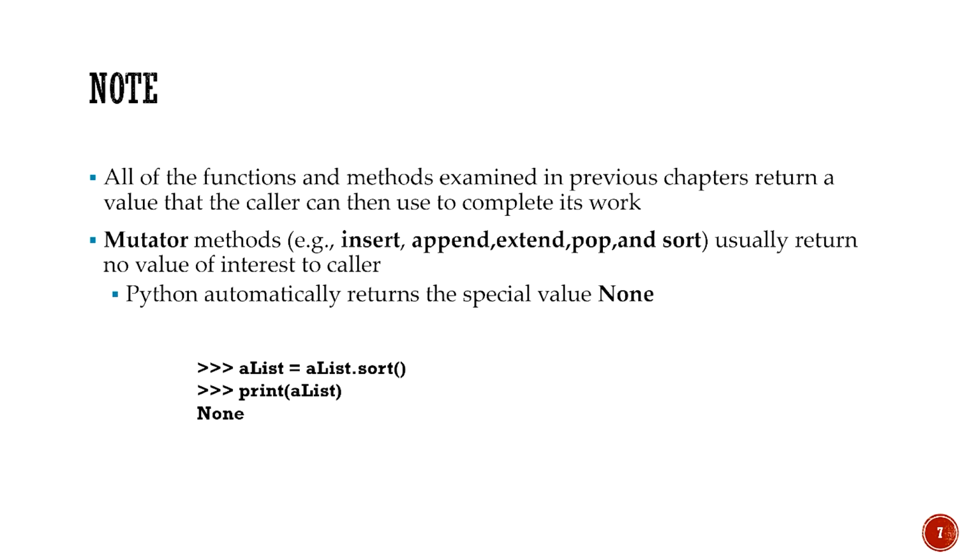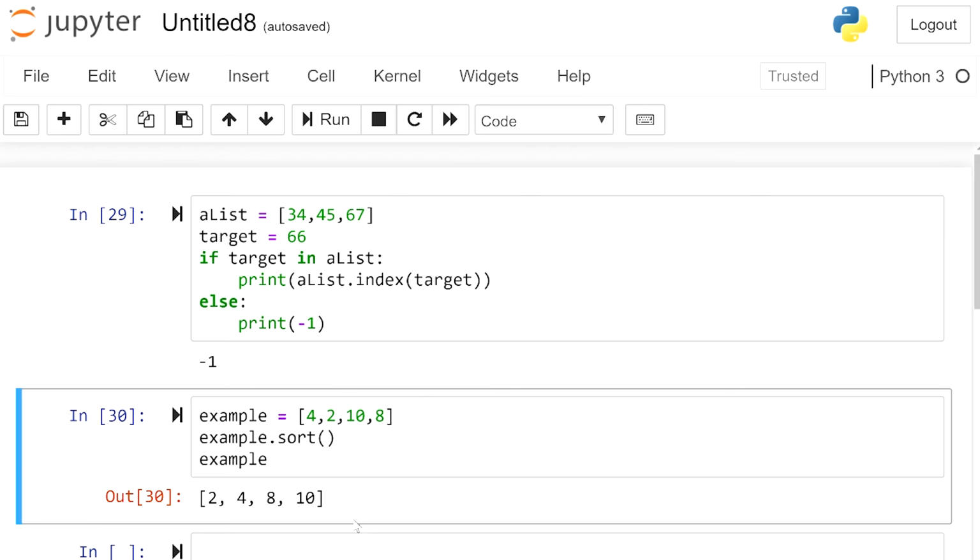Now a note. All of the functions and methods examined in previous chapters return a value that the caller can use to complete its work. So it means that we receive the value and then we can apply other procedures to calculate other things. Mutator methods like insert, append, extend, pop, and sort usually return no value of interest to the caller. Python automatically returns the special value None. It means that if we apply the sort method to a list and then we print it, then it automatically returns None. So let's try to implement this and quickly see that None value.